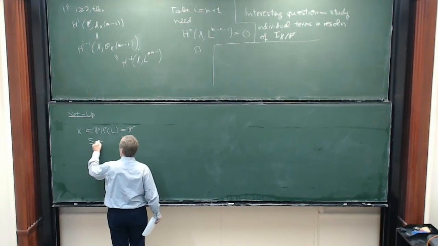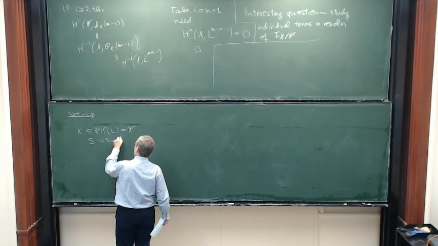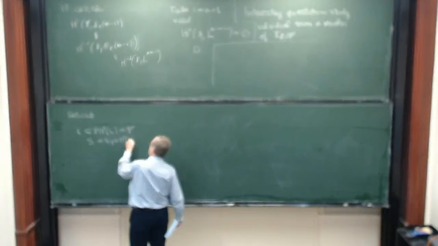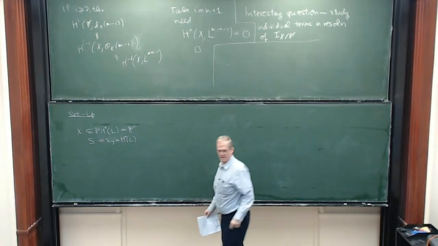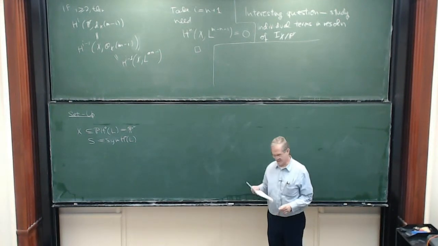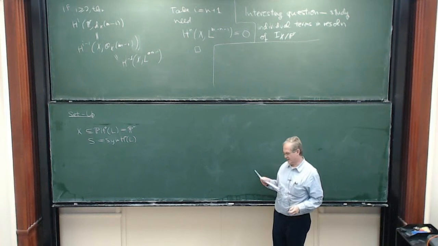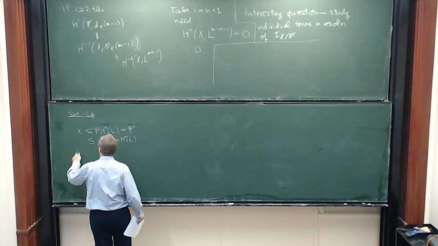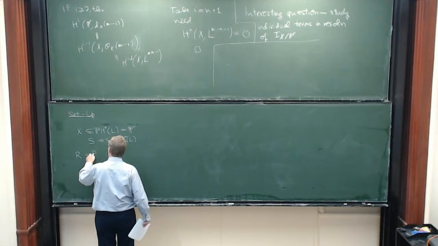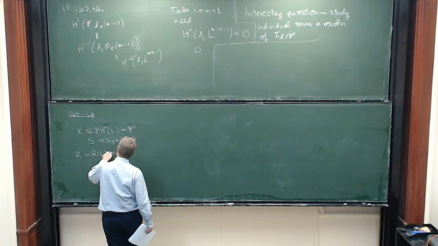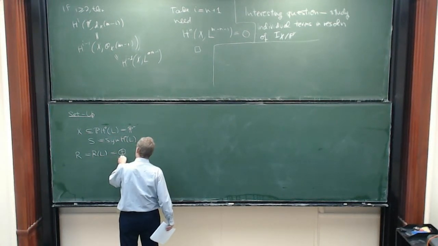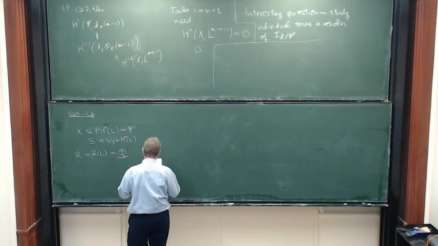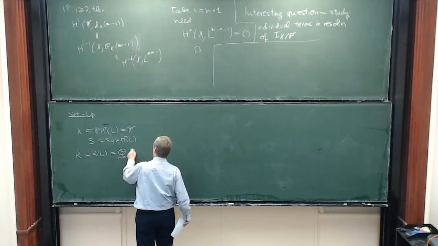And then let S be the symmetric algebra on H^0 of L. So this is the homogeneous coordinate ring of the projective space we're embedding X in. And then we want to look at the graded ring associated to L. So R will be R(L). So this is the direct sum for all m of H^0 of mL.